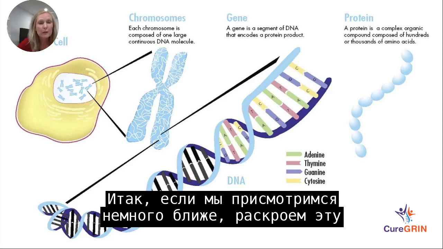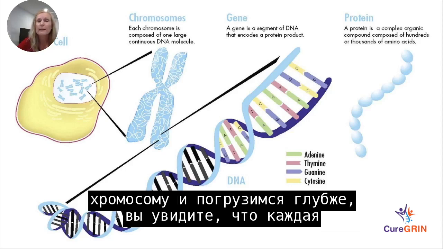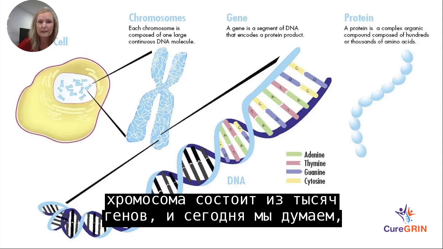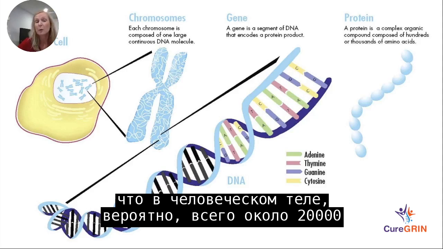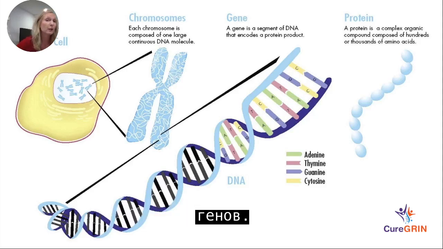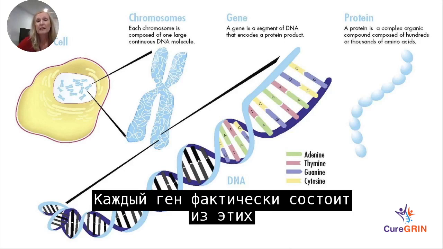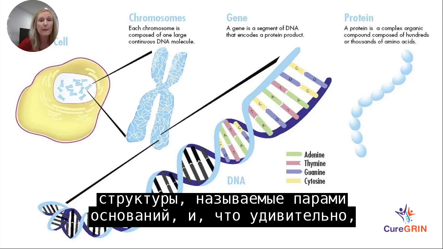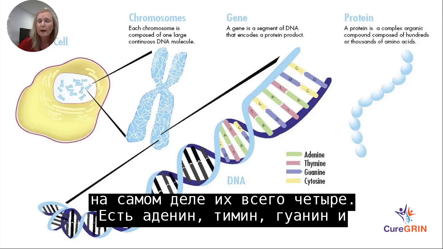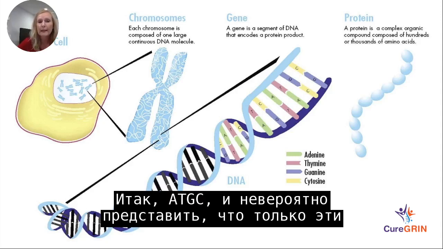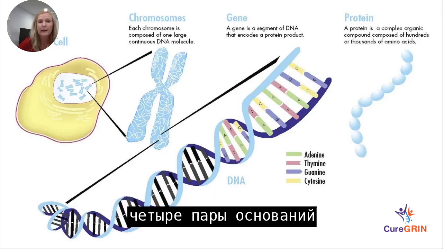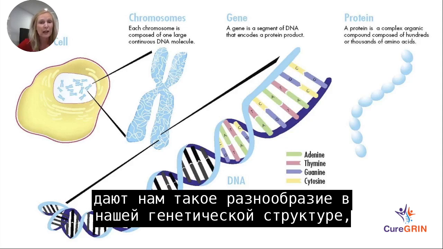If we look a little closer and unwind that chromosome and take a deeper dive, you can see that each chromosome is made up of thousands of genes. We think today that there are probably about 20,000 genes in total in the human body. Each gene is made up of base pairs, and amazingly, there are only four: adenine, thymine, guanine, and cytosine. So A, T, G, C. It's incredible to think that just these four base pairs give us such diversity in our genetic makeup.